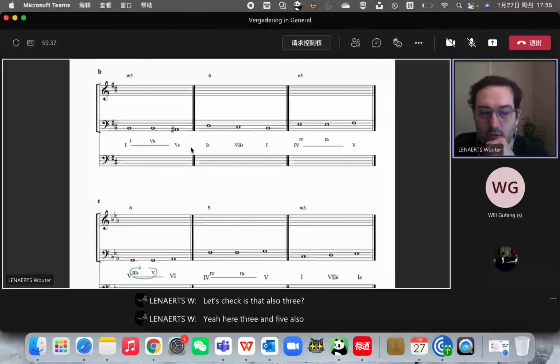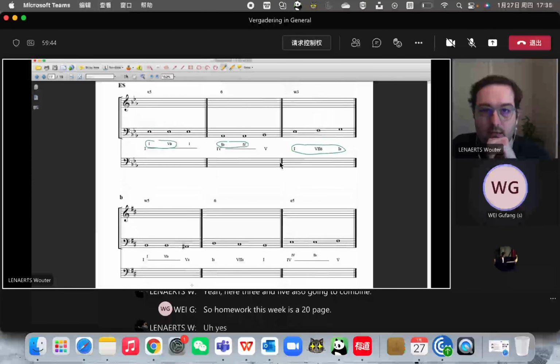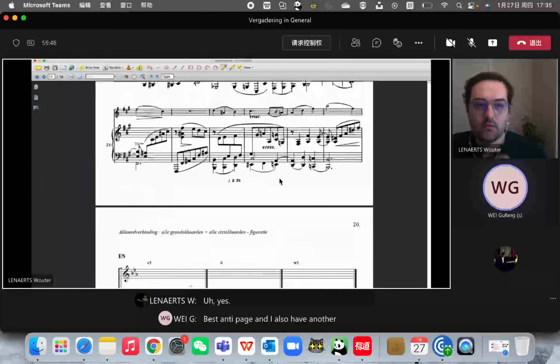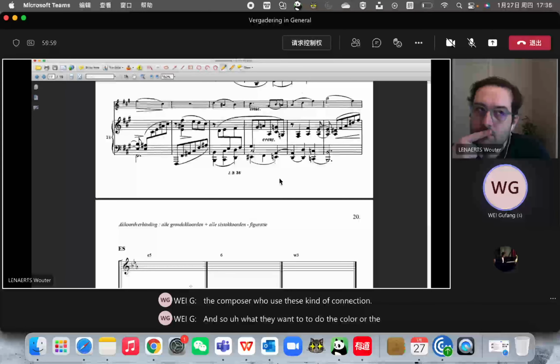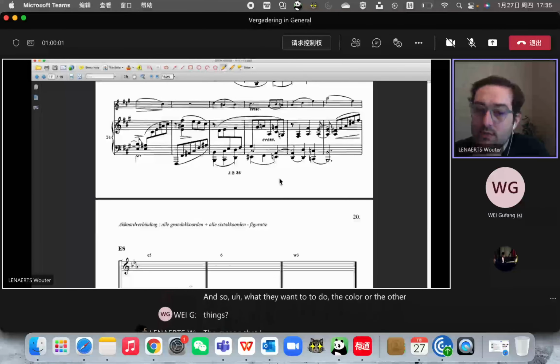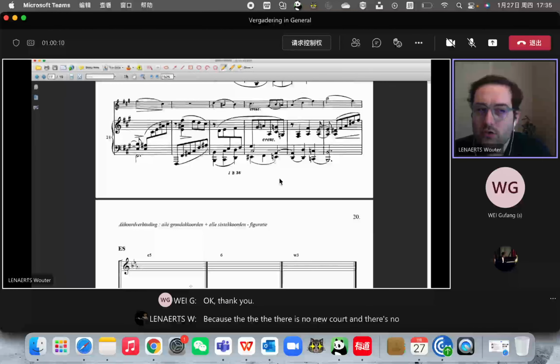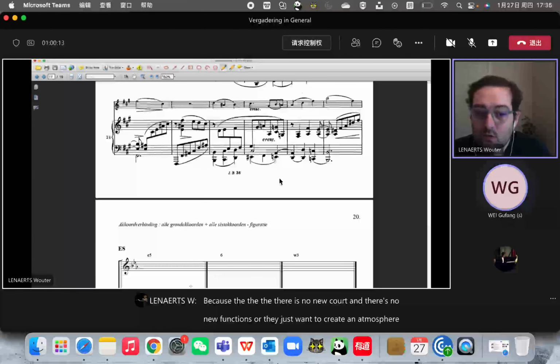Our homework this week is 20 pages. Yes, 20 pages. And I also have another problem about that. If the composer uses this kind of connection, what do they want to do, the color or other things? The reason that they use this is color. Yes. Because there's no new chord and there's no new function, so they just want to create an atmosphere. That's the only reason.